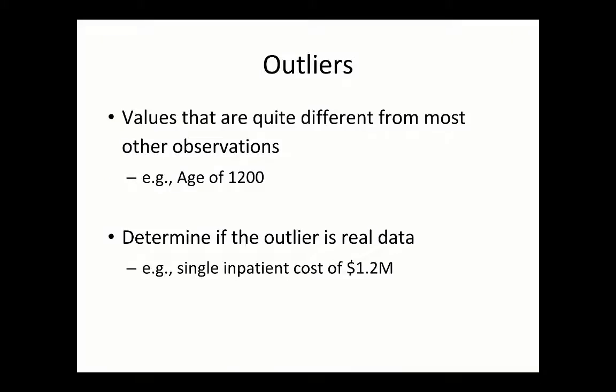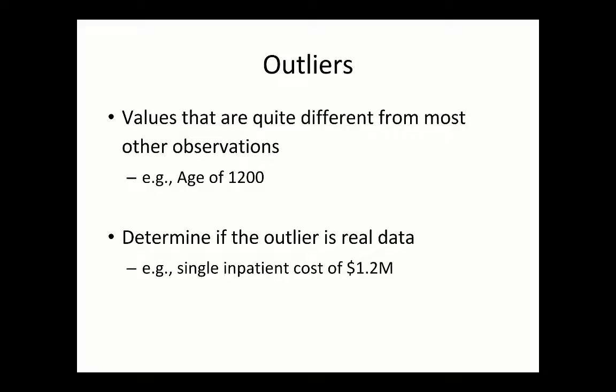Another common quality concern is with data that has the presence of outliers. Outliers are defined as values that are quite different from most other observations. Unfortunately, identifying outliers is a very subjective process. Consider this for a moment. Let's say you have a column of data that includes ages of patients.